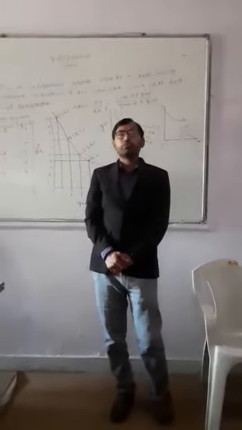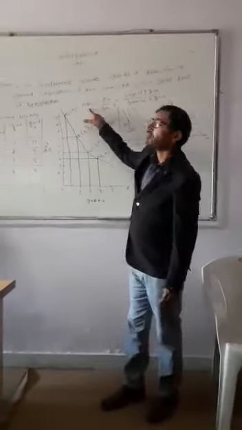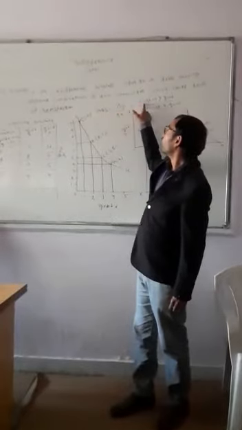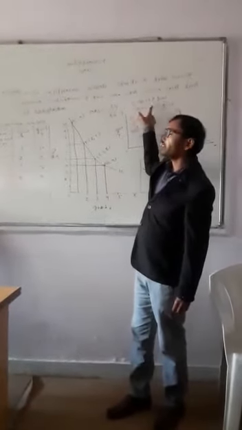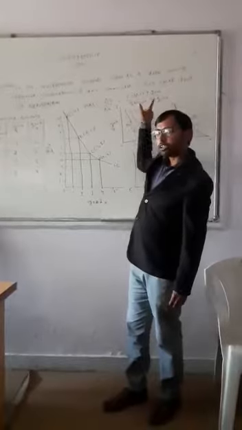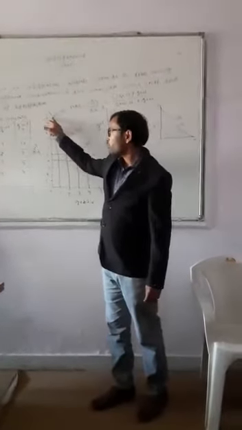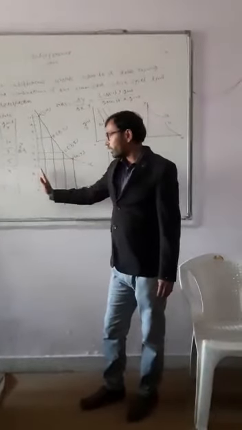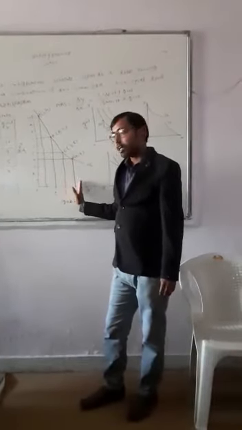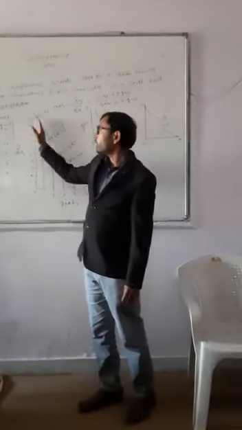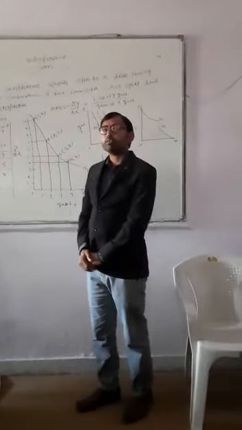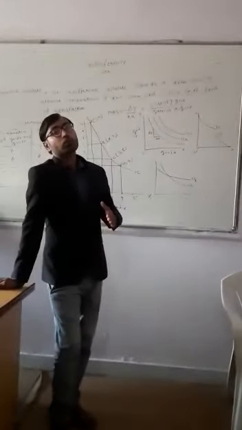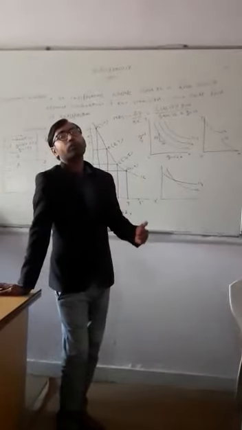Similarly, what is the slope of the indifference curve? Marginal rate of substitution. This is the marginal rate of substitution: loss of Y good divided by gain of X good. When we move from point A to point D on the indifference curve, we are increasing the consumption of X good and decreasing the consumption of Y good. So this is the rate at which the consumer substitutes good X for good Y.